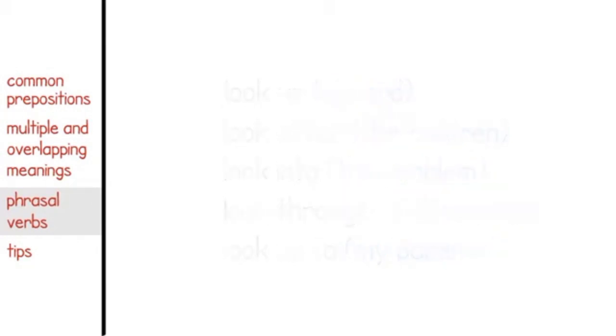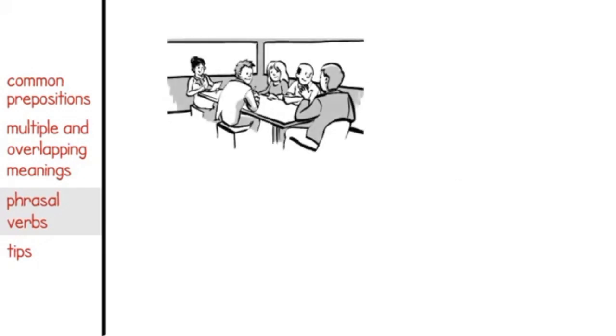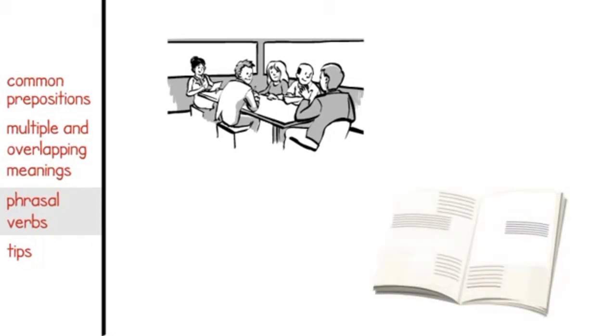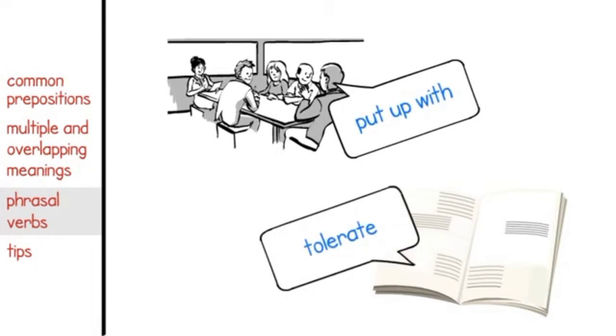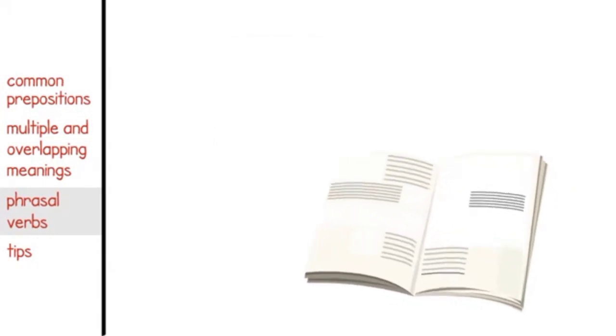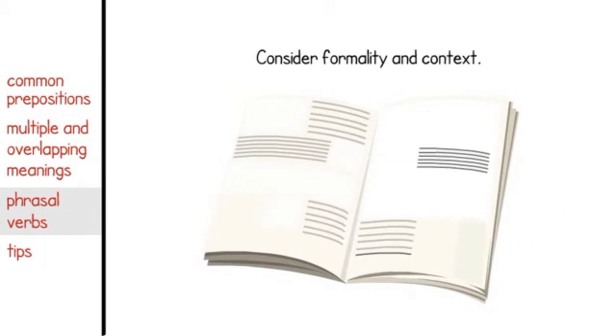It is important to note that phrasal verbs are very common in spoken English, but much less common in formal academic writing. In speech, we might say the phrasal verb put up with, but the verb tolerate would be more appropriate in academic or professional writing. Likewise, we might say hand in an assignment. It might be better to write submit an assignment. Make sure you consider a text's level of formality and context before you use a phrasal verb in your academic writing.